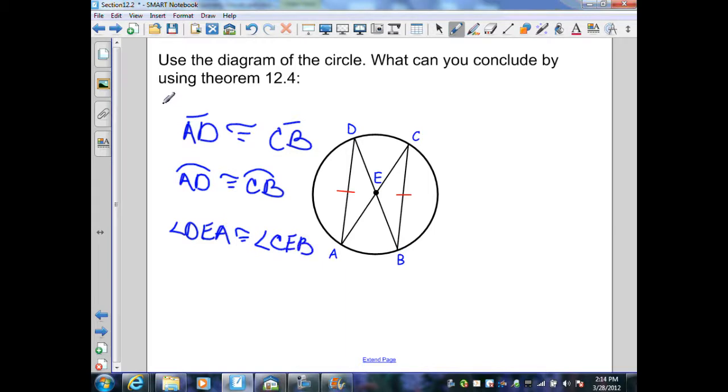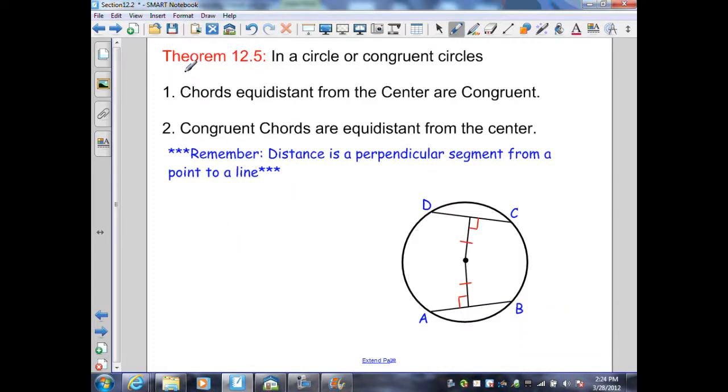These last two examples further demonstrate that 12.4 relates central angles to chords to arcs and back to central angles. Therefore, if I know one set is congruent, I can get all sets congruent, being chords, arcs, and central angles. Theorem 12.5 states that in a circle or congruent circles, if I'm given chords that are equidistant from the center, then those chords must be congruent.